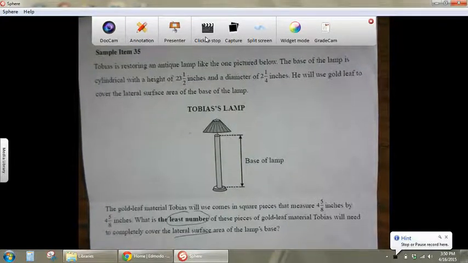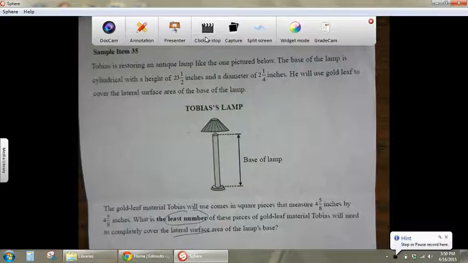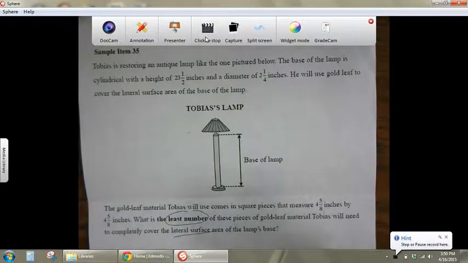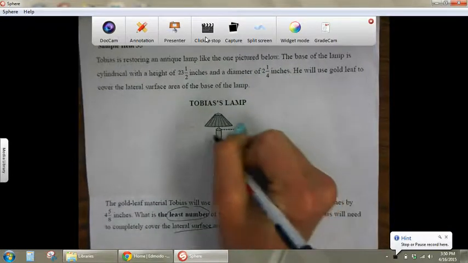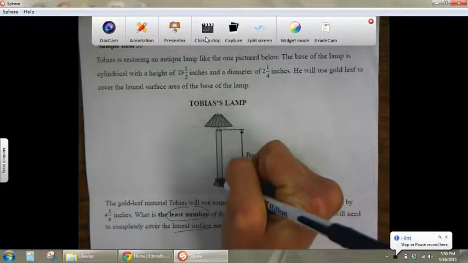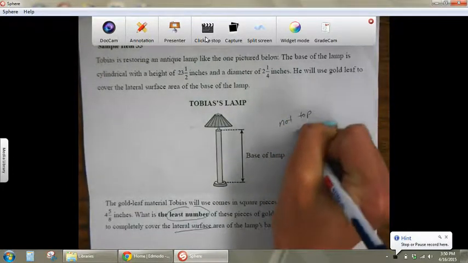The reason they say the least number is so that you get the least amount of gold leaf pieces you would need to completely cover it. I just remember that used to bother me. So it's just going to be the lateral surface area of that lamp base. You want to imagine taking this lamp base, and the lateral surface area is not going to include the top or the bottom circles.